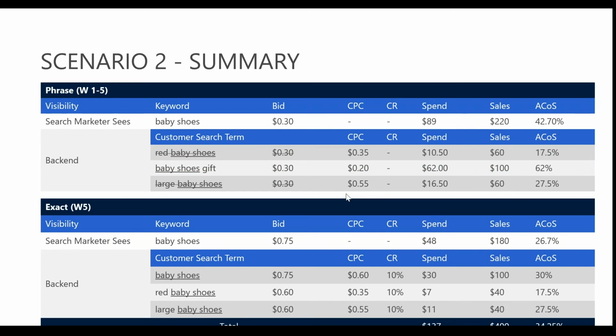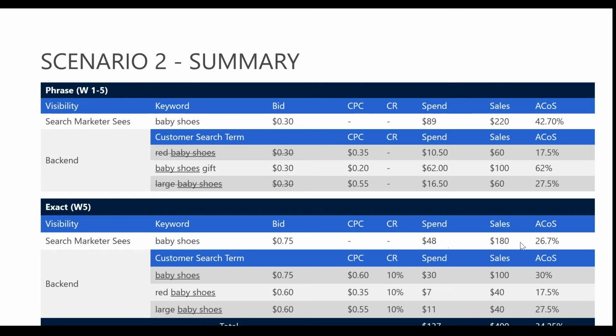So ultimately, reviewing week 1 through week 5, there's still a high ACOS for the phrase match type. It's $89 in spend with $220 in sales. That's a 42.7% ACOS. But since we migrated and negated all the search terms, and when I say negate, that means these search terms are no longer serving ads for the phrase match type because they've been migrated over here. We want to do that so we're not competing with each other.